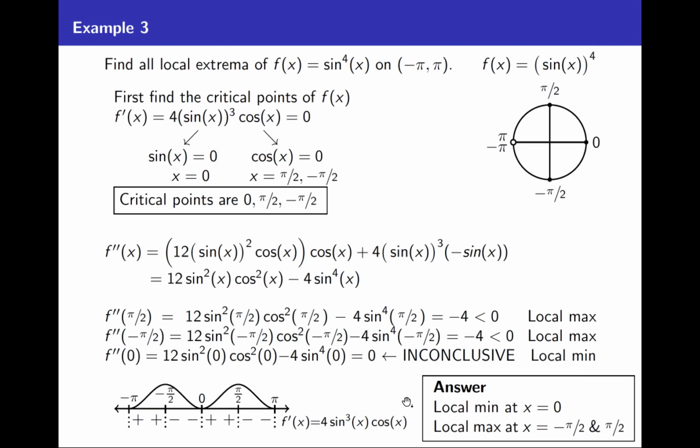So when we say we have a local minimum at x equals 0, remember that's telling you where the minimum is. The actual minimum would be f of 0, which is also 0. And likewise here, we have a local maximum at pi over 2. The actual local maximum would be f of pi over 2, which, work that out, would be a 1. So we have a local maximum of 1 at pi over 2, and a local maximum of 1 at negative pi over 2, and a local minimum of 0 at 0.